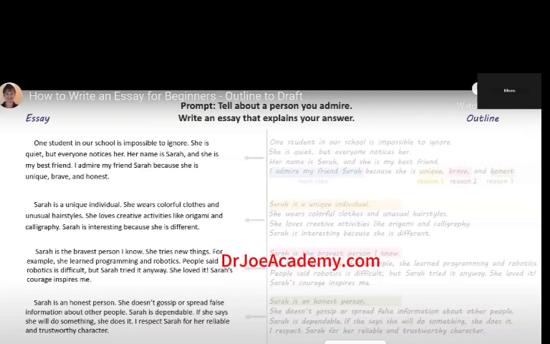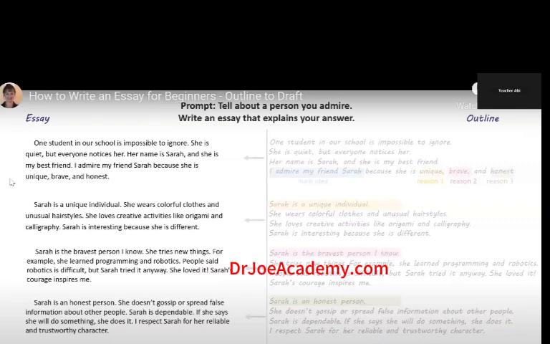One student in our school is impossible to ignore. Oh, sorry, Eileen, we can't hear you. Can you speak a little louder? The second paragraph, right? The first paragraph, right here. One student in our school is impossible to ignore. She is quiet, but everyone knows her. Her name is Sarah, and she is my best friend. I admire my friend Sarah because she is unique, brave, and honest.